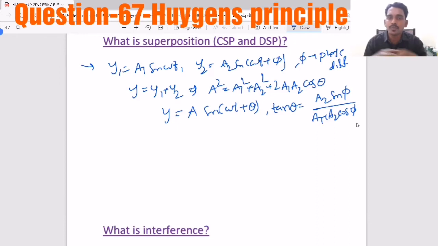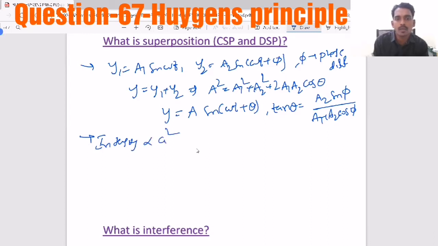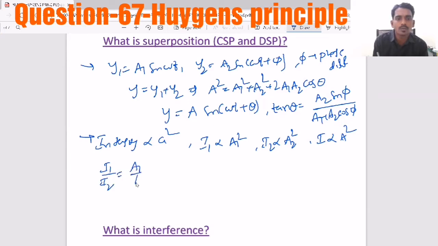When two light waves superimpose each other, they mix and behave like one wave with different amplitude and different intensity. Now the question can be asked about intensity. Intensity is proportional to the square of the amplitude. So one wave has intensity proportional to A1 squared, another to A2 squared, and the resultant to A squared. So the formula is I1 by I2 equals (A1 by A2) whole squared.